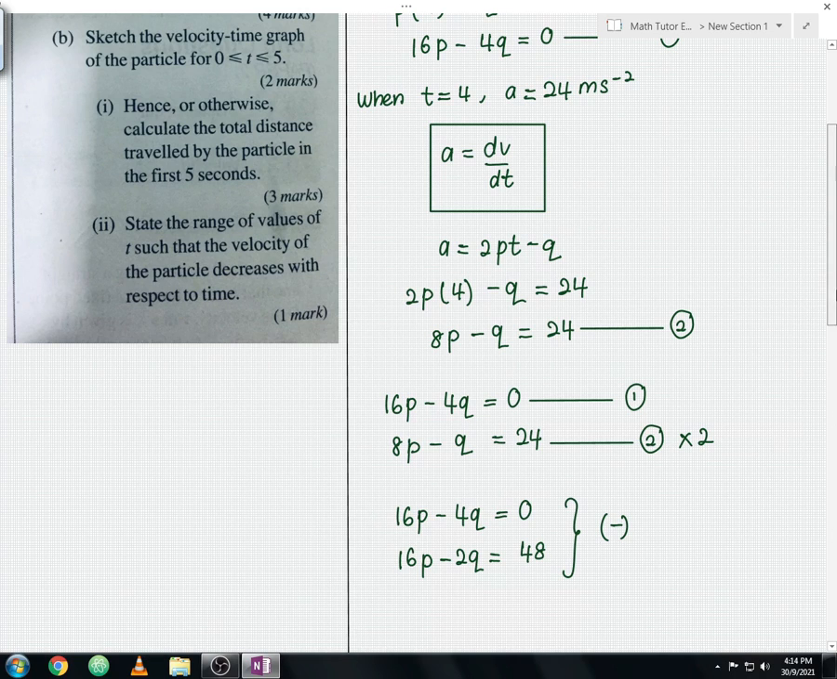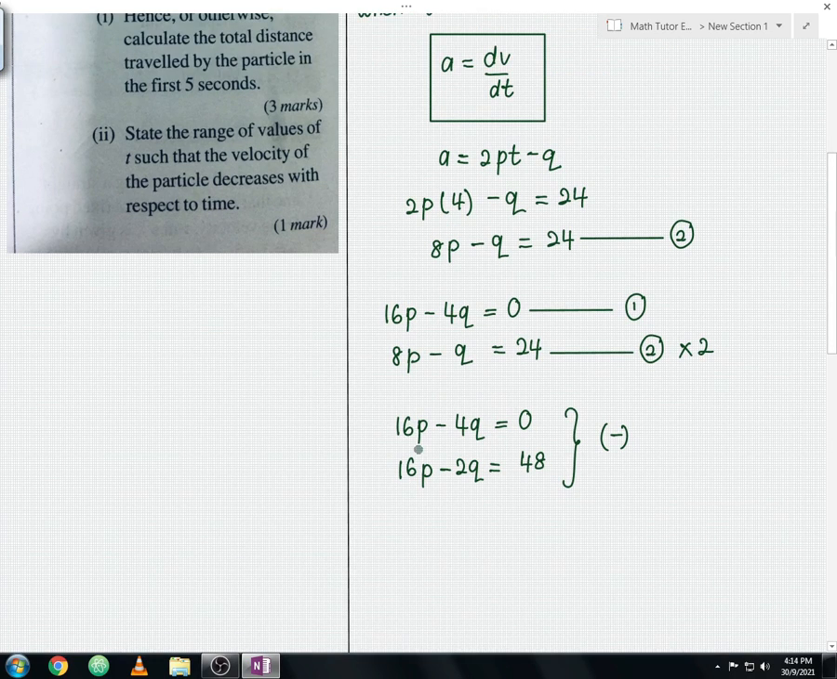So these two equations you can minus them together since we wanted to eliminate the variable p first. Okay, so from here 16p minus 16p, it will become 0. Start with the left hand side. So negative 4q minus with negative 2q, you left with negative 2q. For the right side 0 minus 48, you get negative 48. So negative 2q is equals to negative 48. So you should get your q is equals to 24. So this is your first solution. So let me underline the solution number 1 for the question part A.